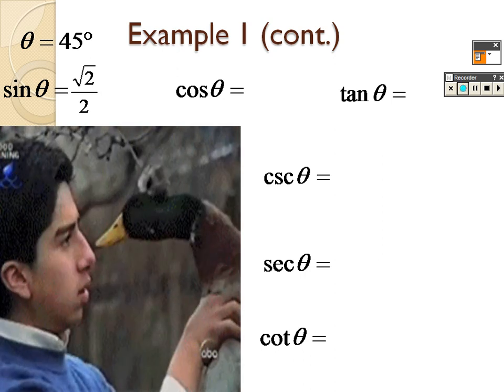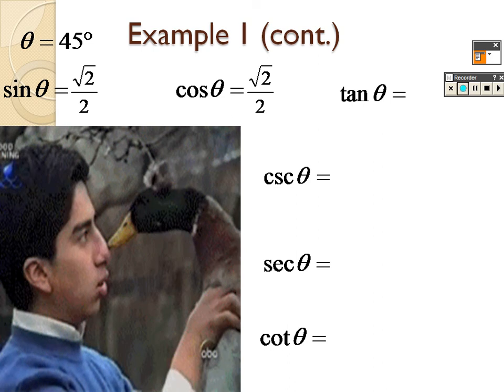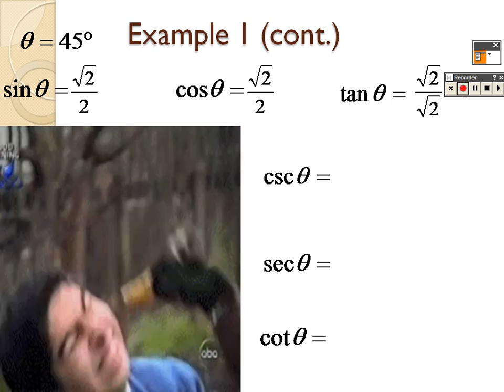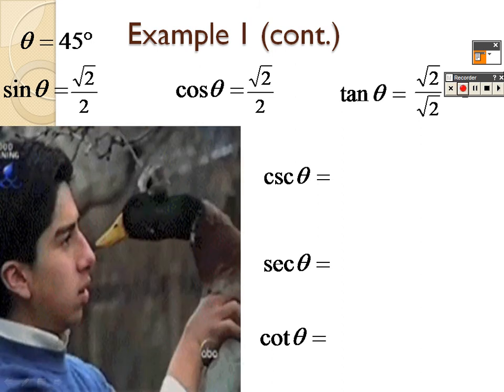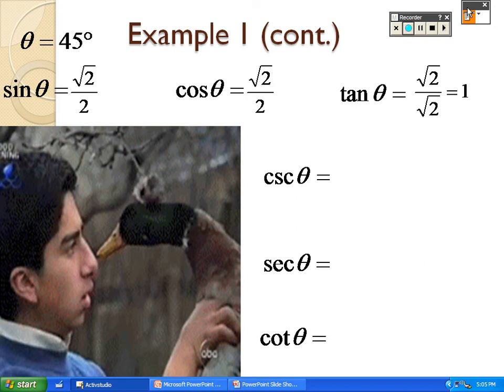Cosine is the square root of the right over 2. Square root of the right, there's 2. So that's also root 2 over 2. Tangent is the square root of the left over the square root of the right. Well, that means that's just root 2 over root 2. The same thing on both the top and the bottom means that's going to cancel out and give you 1.